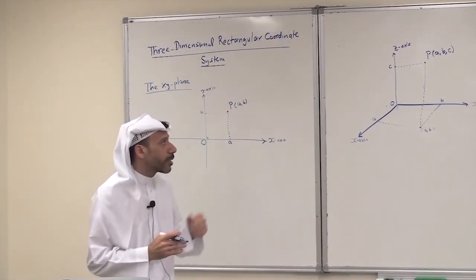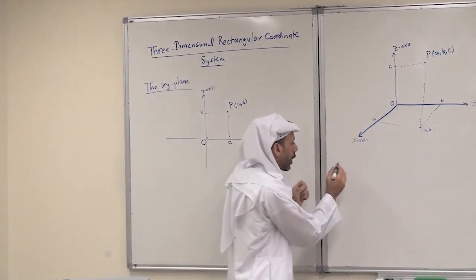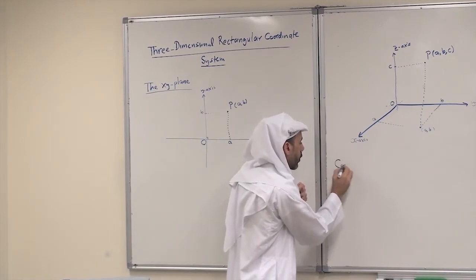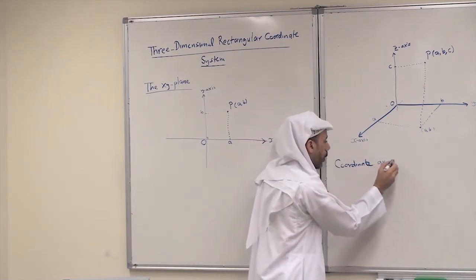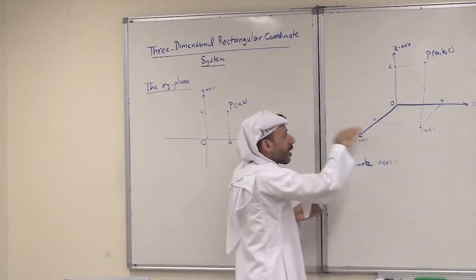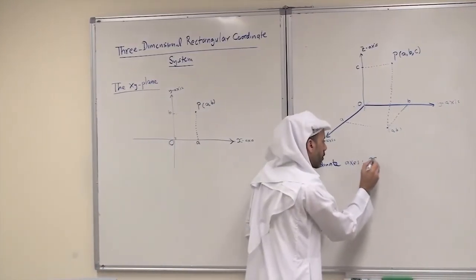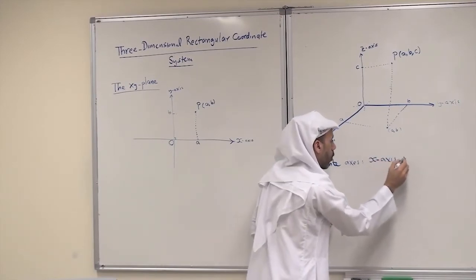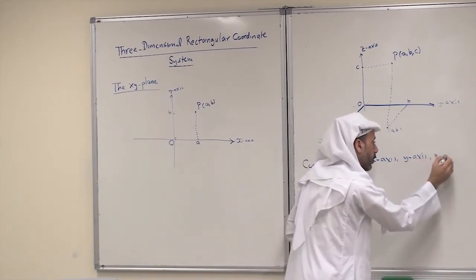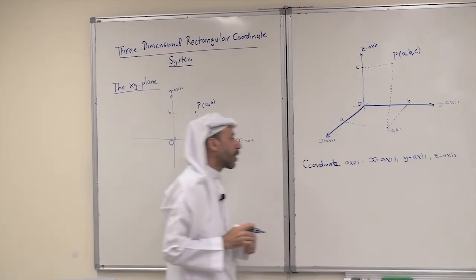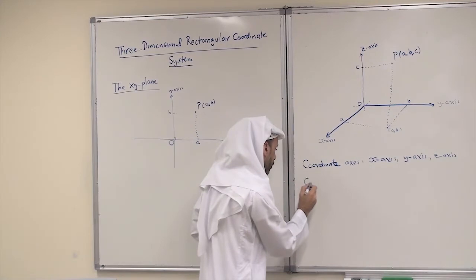We introduce now some terminologies in space. Here we have the coordinate axes. The x-axis, the y-axis, and the z-axis are called the coordinate axes. Another terminology is the coordinate planes.